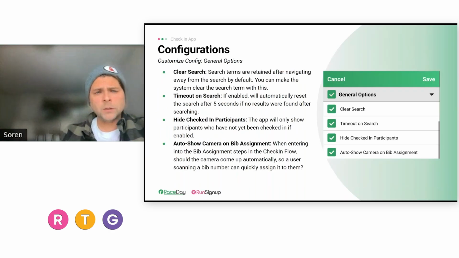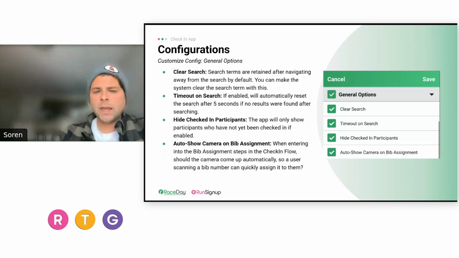So in the general options, we have the ability to clear the search, which means that searches are cleared out after navigating away from them by default. You may or may not want this. Some people like to not clear the search because they want to leave a last name search up there if they're not doing related registrations. Timeout on search will automatically reset the search after 5 seconds if no results were found from searching. Hide checked in participants means that the app will only show participants who have not yet been checked in.